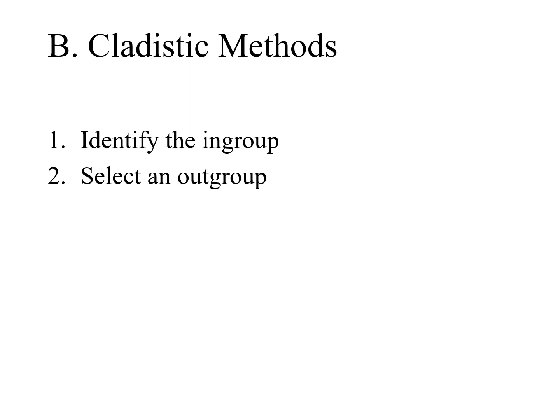Cladistics is a comparative analysis. You answer the question of who's most closely related to who by comparing them to a closely related group called the outgroup. We use outgroup analysis. So basically, the two in-group taxa that are most closely related are the ones that are the most different from this outgroup.